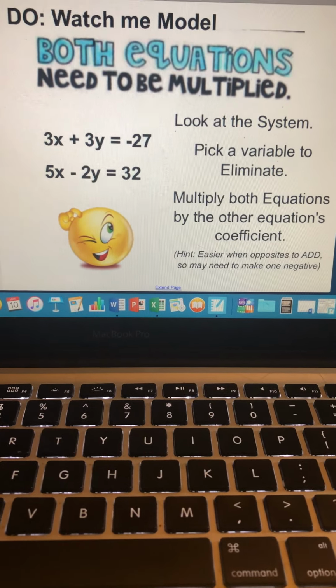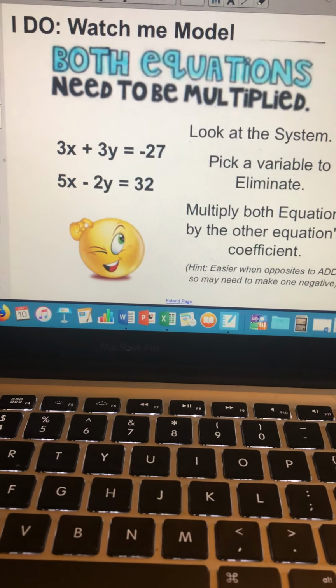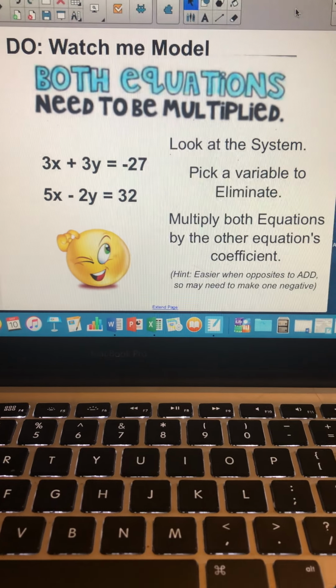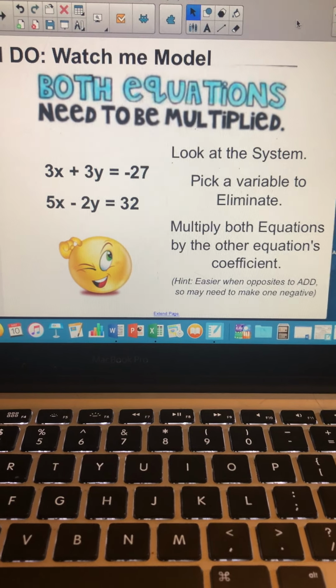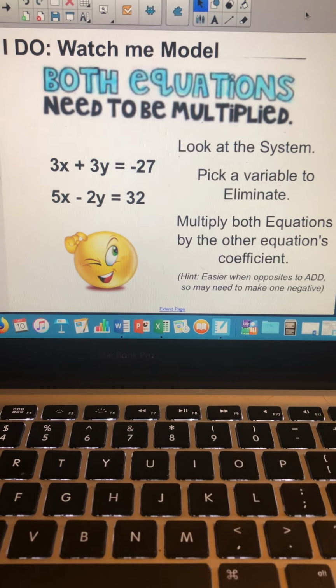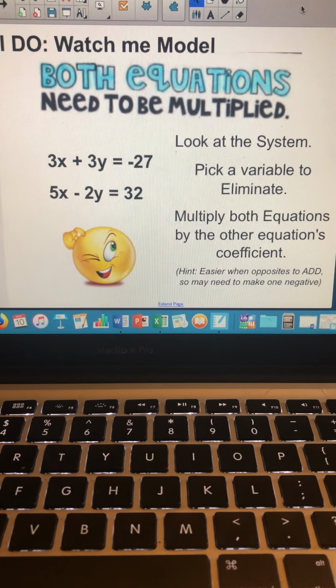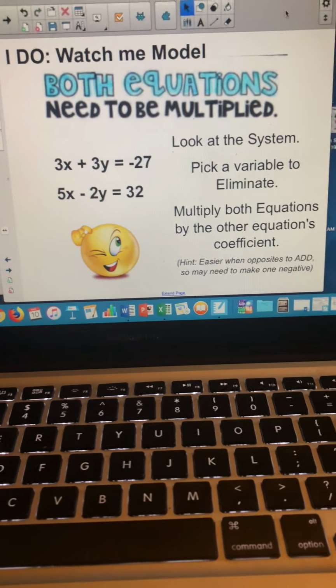Now that sounds a little strange, and my hint at the bottom is to make it easier. Make sure that when you do multiply, you make it so that they are opposites. So you may need to make negatives so that you get opposites out of their product. Because like I said, it's so much easier to eliminate by addition rather than subtraction. So just keep that in mind when you're picking these constants.